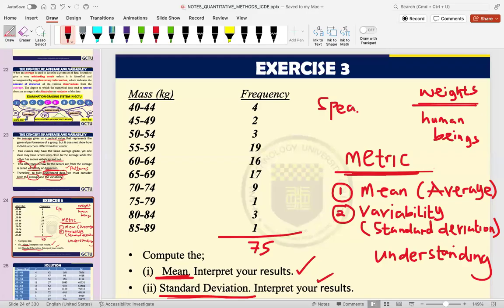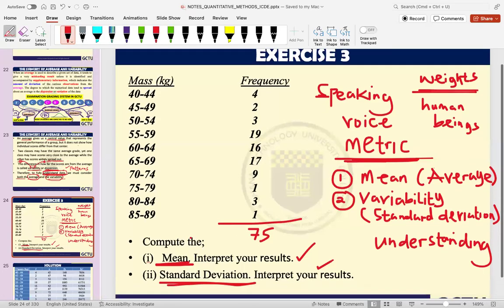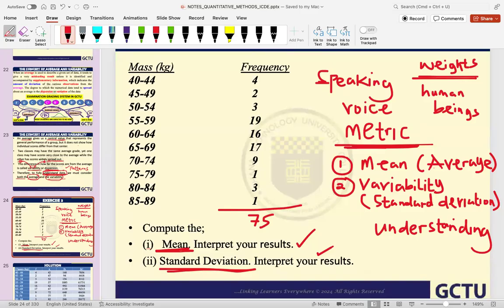The data is speaking. And if you don't apply good techniques, you can't hear the voice of the data. You need to hear the voice of the data. There is something in here which is hiding. We need to bring it out. And it's only the mean and the standard deviation that can help us to understand the data. So let's learn how to find the mean and the standard deviation.